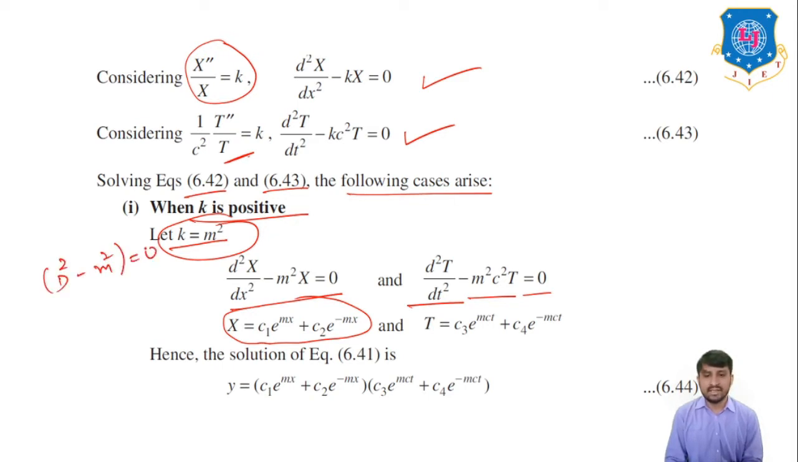Okay, and d square minus m square, so factorization is possible: d minus m, d plus m. So roots are m and minus m. Okay, m and minus m are roots. So x is equal to c1 e raised to mx plus c2 e raised to minus mx.